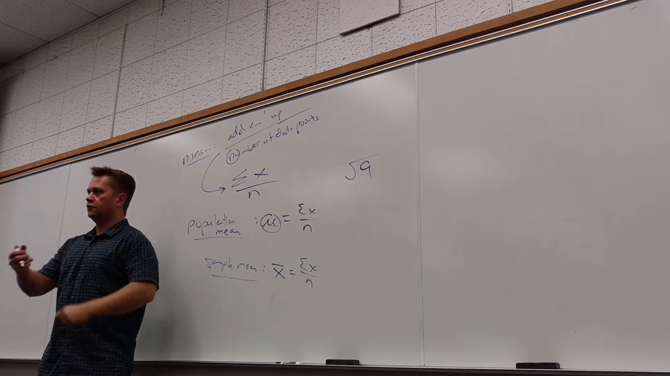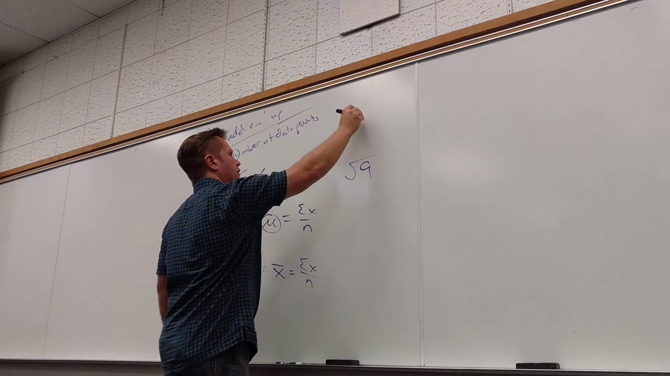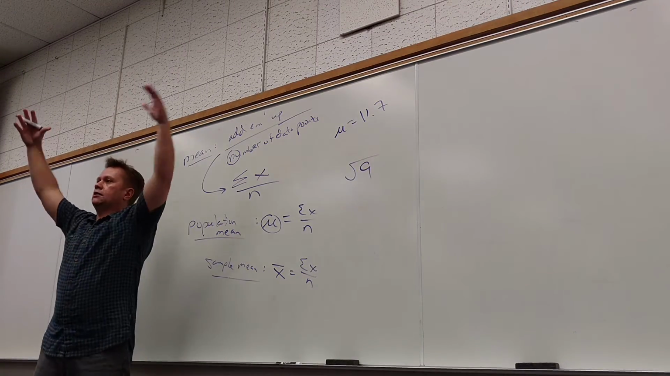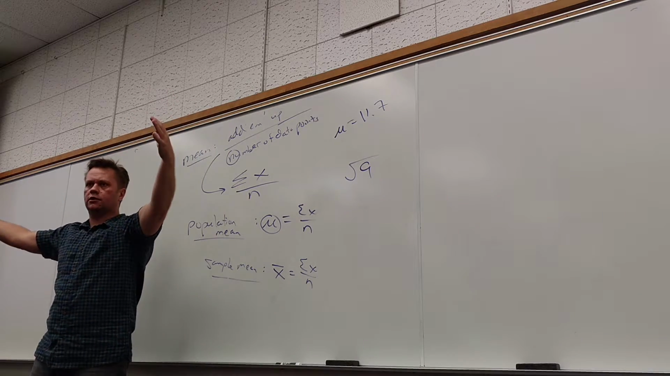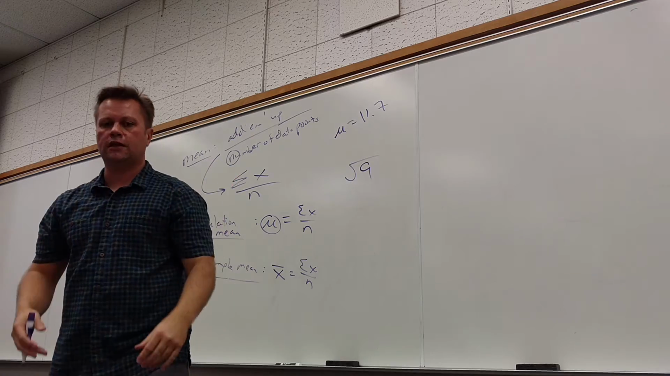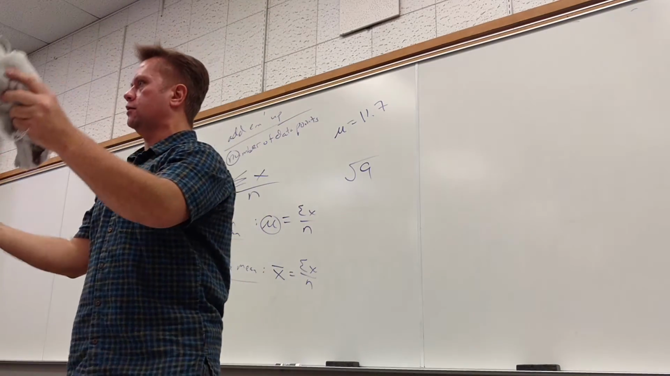So if you see somewhere written mu equals 11.7, somehow they know the entire population, and they know it's 11.7. And if it was x bar, it's just the sample mean. They didn't have the whole population to work with.